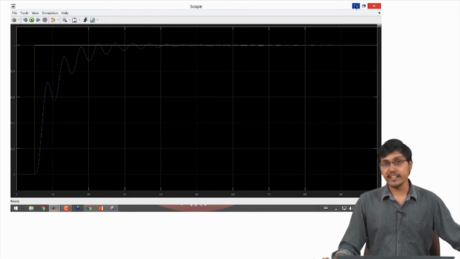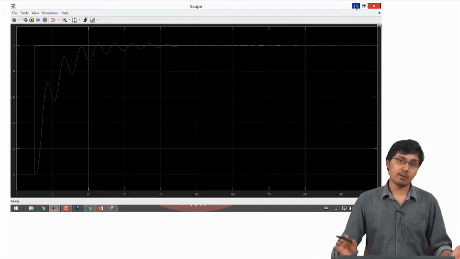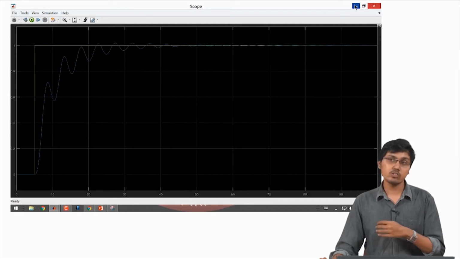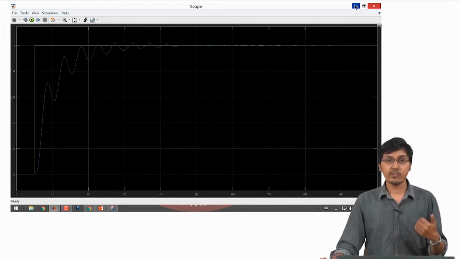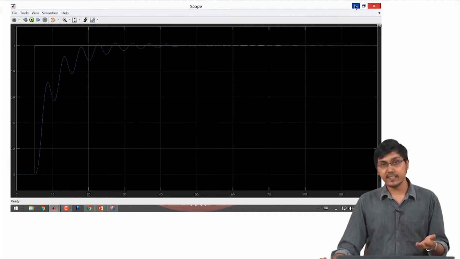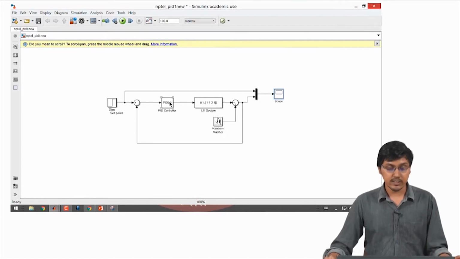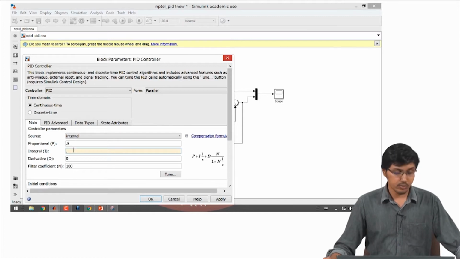Now we will try changing the values of the integral gain and see what happens. Whenever we have an integral controller, it is going to remove the offset, or the steady state error. So the next question is, what will happen if I change the integral gain? How is the output going to vary? That's what we are going to see now. Let us take 0.5 and see what happens.